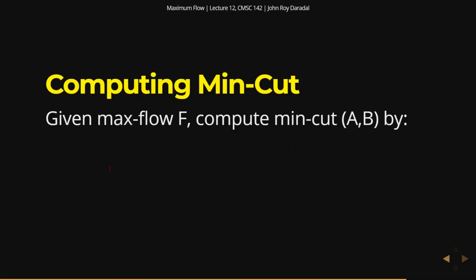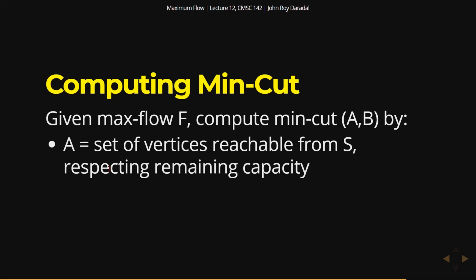So how do you compute the min-cut if you already have the max flow? So given max flow F, you compute the min-cut by doing the following. A, the first subset would be the set of vertices that are reachable from S while respecting the remaining capacity. So you will do a traversal from S, going to other nodes if there is still remaining capacity along that edge. Okay, but if it's already full, then you cannot visit the next node. Okay, and then B, the other subset would be the unreachable vertices. Okay, and that is how you will partition the two.